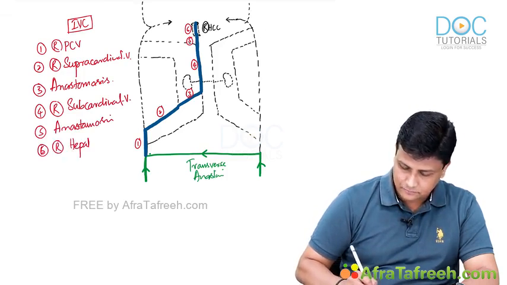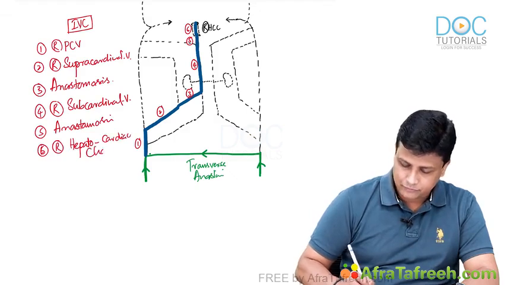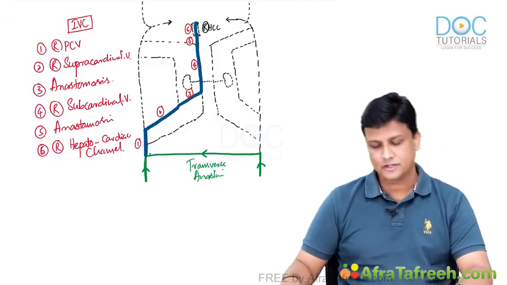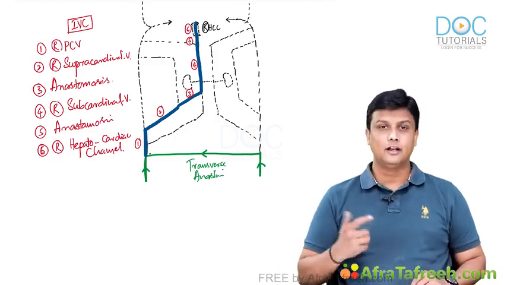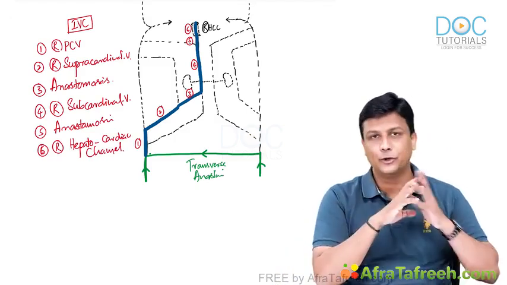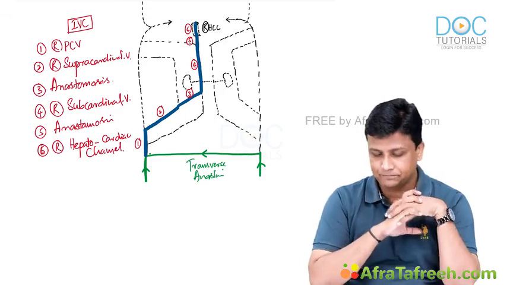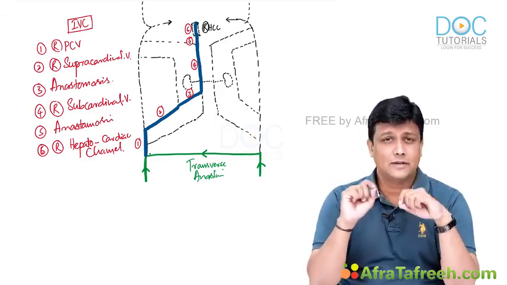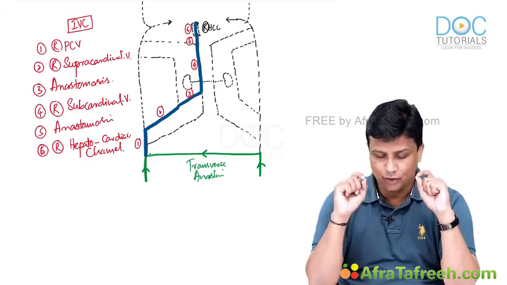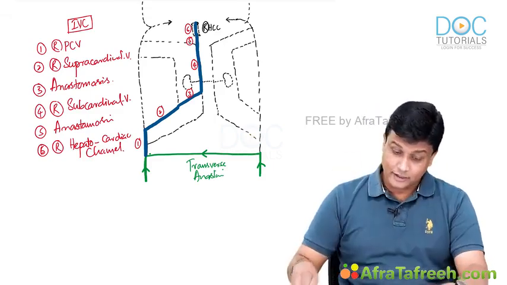hepatocardiac channel. That is going to form the terminal part of inferior vena cava, the last part of the inferior vena cava, hepatocardiac channel, and from there the inferior vena cava is going to drain the blood into the right atrium. So that explains, our diagram explains here very clearly about the formation of inferior vena cava in a crystal clear manner.